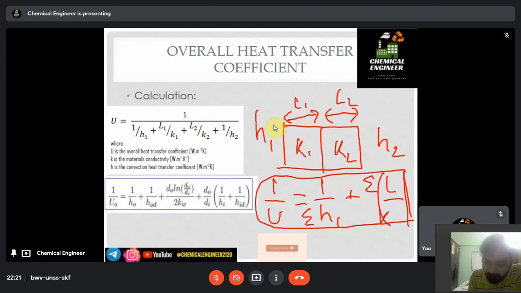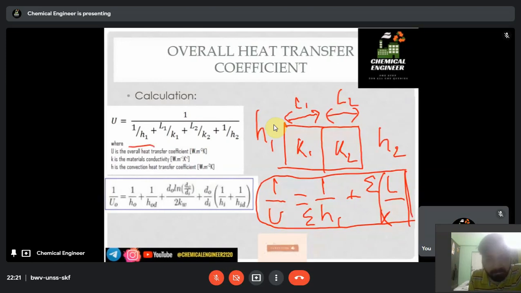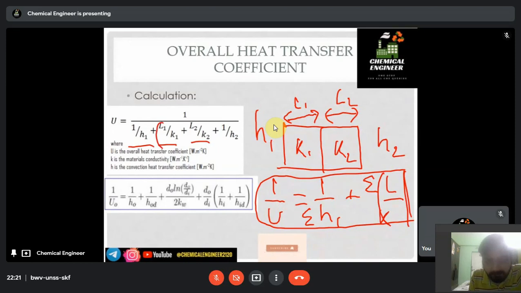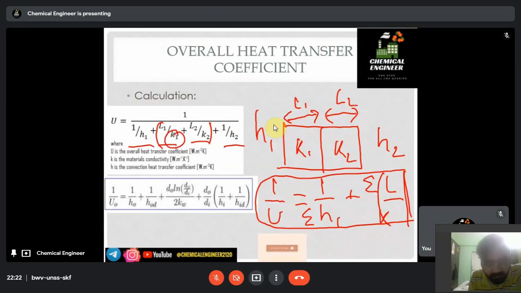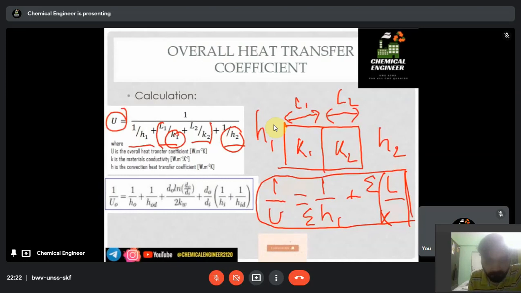So for the wall we have 1 by U equal to 1 by H1, that is the heat transfer coefficient, then L1 by K1 plus L2 by K2, which is the conductive part, plus 1 by H2, the outermost heat transfer coefficient. You can check it by the units. The unit of K is watt per meter Kelvin and the unit of H is watt per meter square Kelvin. So in the end, the unit of U will be watt per meter square Kelvin.